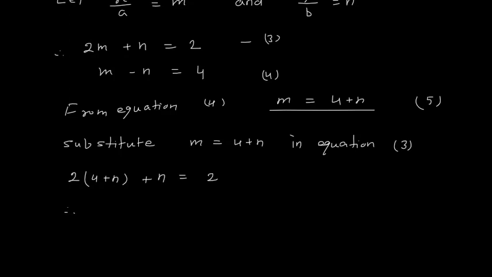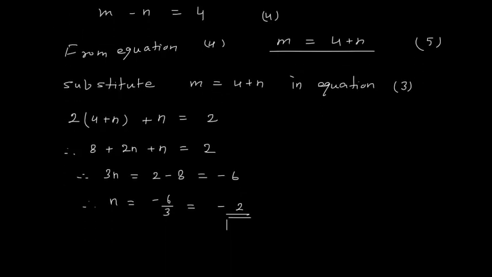Therefore 2 into 4 is 8 plus 2n plus n is equals to 2. Therefore we have 3n is equals to 2 minus 8 is equals to minus 6. So therefore n is equals to minus 6 divided by 3 is equals to minus 2. So the value of n we have got is minus 2.